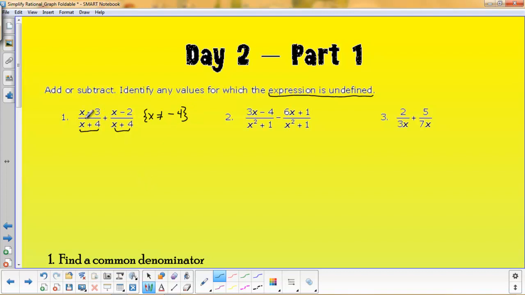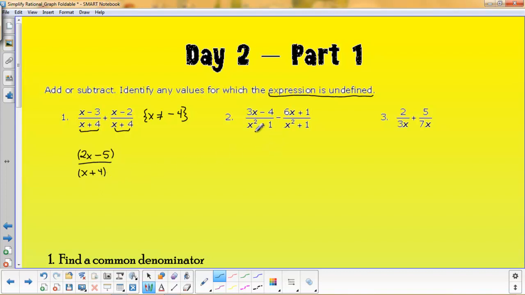Now, because they have a common denominator already, we're simply going to combine like terms. x plus x is 2x, and -3 minus 2 is -5. And we'll write that over the common denominator of x plus 4. Remember to identify your quantities. No identical quantities here, so we will be finished with our problem.